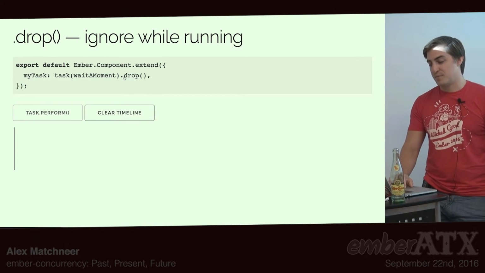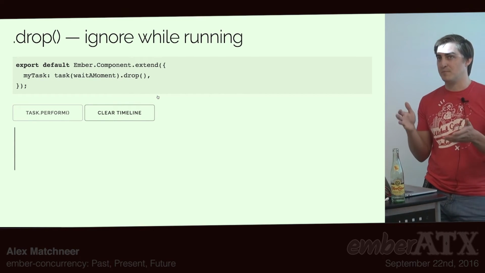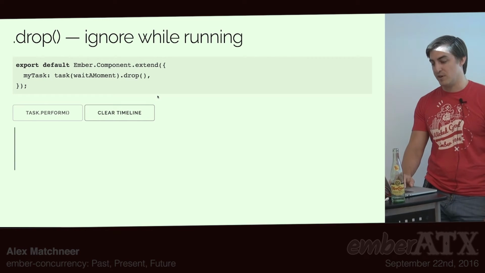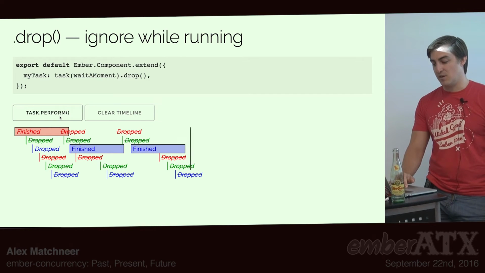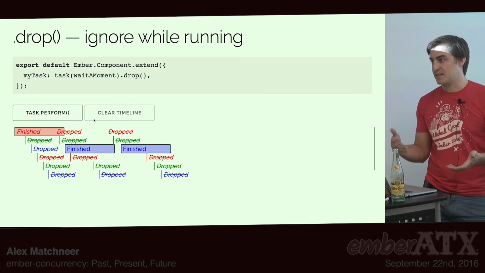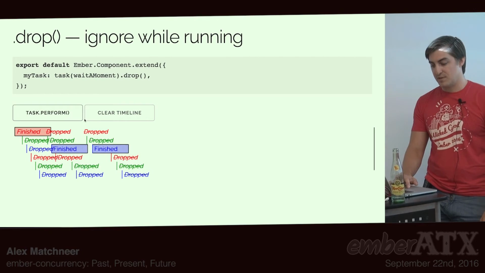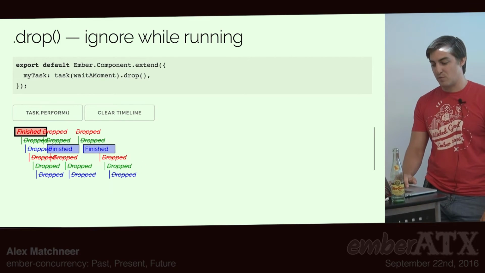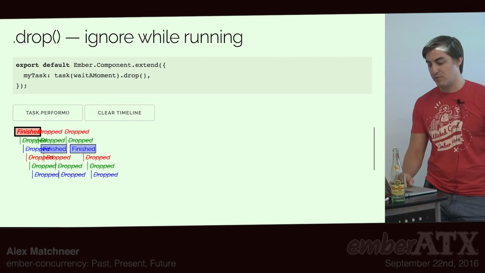So the first modifier that you can use is called drop. It means any attempt to perform this task will be dropped while there's one already running. So if I tap a bunch of times, you see that all these attempts to run that task are ignored. You don't have to say, if I am currently running, return early. You just say this is one of those tasks that drops if you try to perform it while it's already being performed. That enforces that these bars of a task lifetime don't overlap.